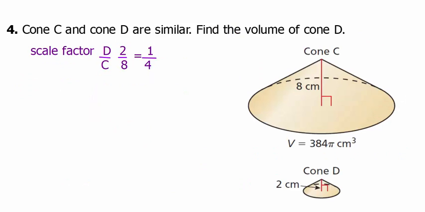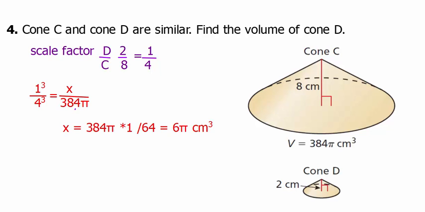Here we have another example. We set up our scales. I put d over c, that means 2 over 8, simplify to 1 over 4. Setting up my proportions cubed, cross multiply, and divide. 4 cubed is 64. My answer is 6 pi centimeters cubed.